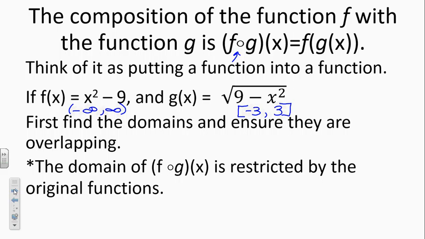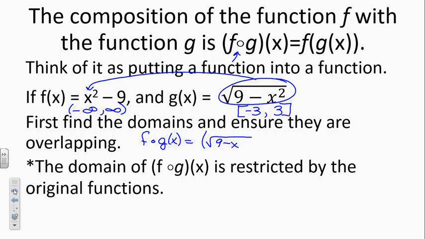If we're trying to find f composed with g, all we do is everywhere we see an x in f, we plug in g. This whole function gets plugged in everywhere we see an x. So f composed with g is going to be the square root of 9 minus x squared, squared, minus 9.